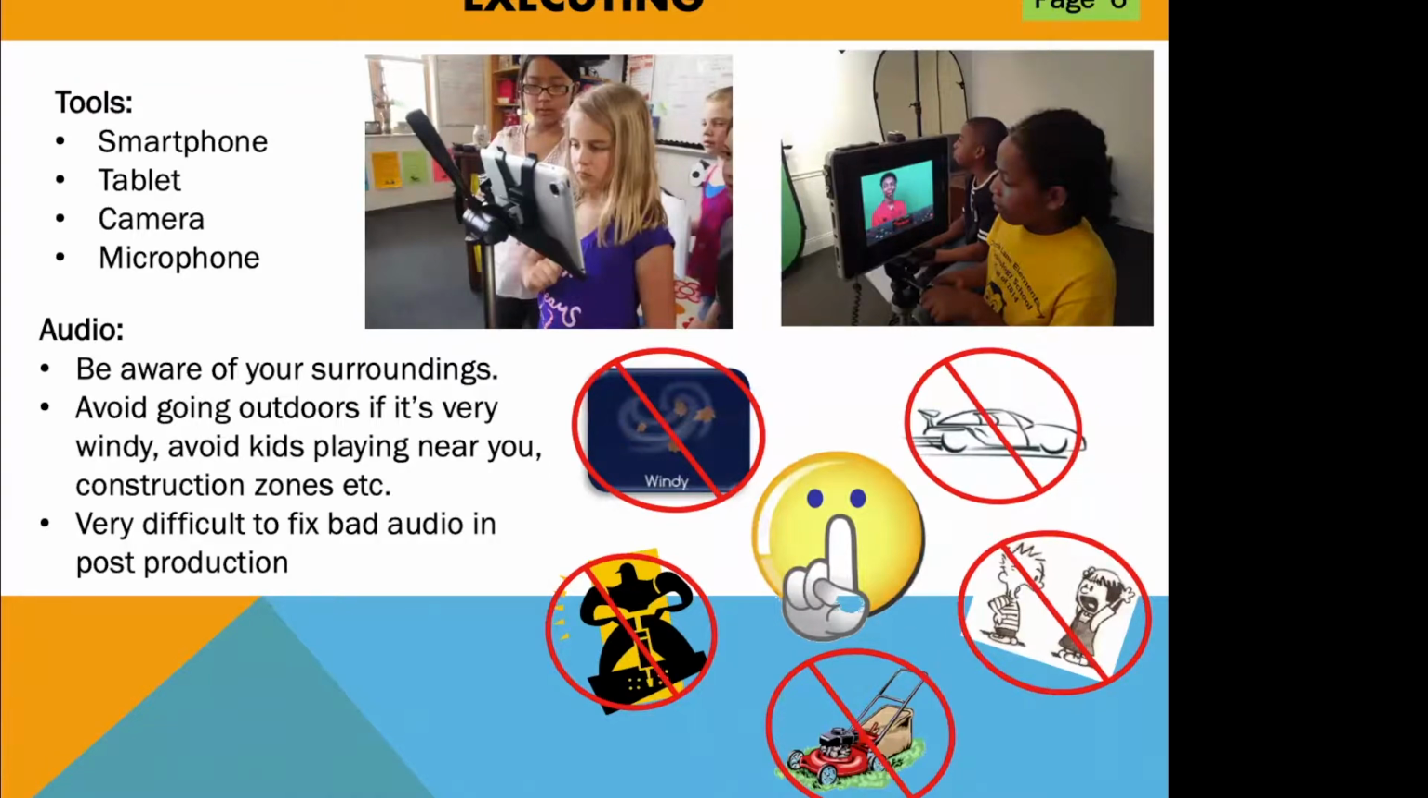So when you are choosing a location to film at, I want you to be aware of your surroundings. Are you in a noisy area? Is there a lot of wind? Are there kids playing near you or construction happening near you? You just need to be aware of all of that when deciding on a location to film. And this isn't to say don't go outdoors. We definitely encourage you and want you to go outside and film outside. Just be aware of the weather that day and who's around you.